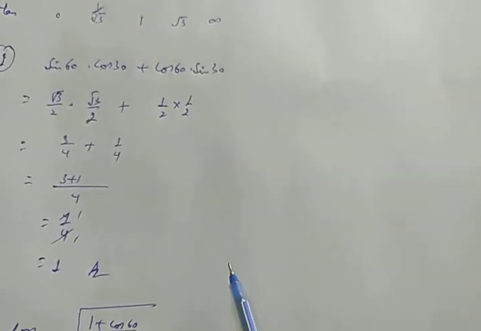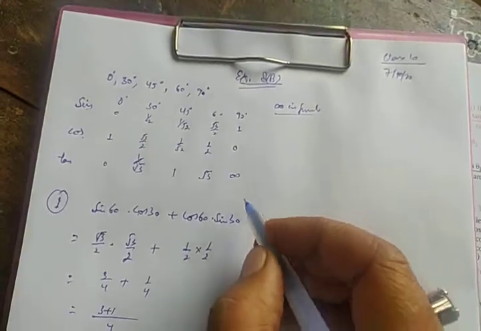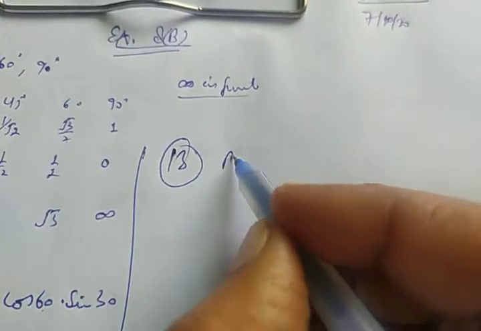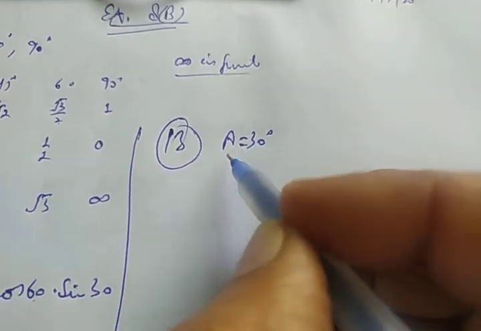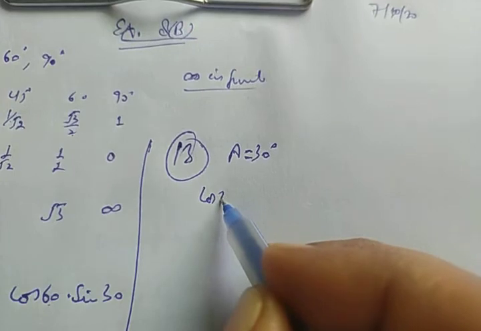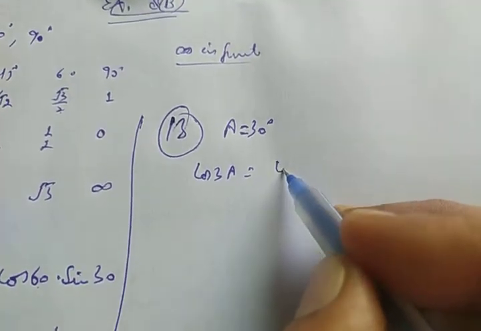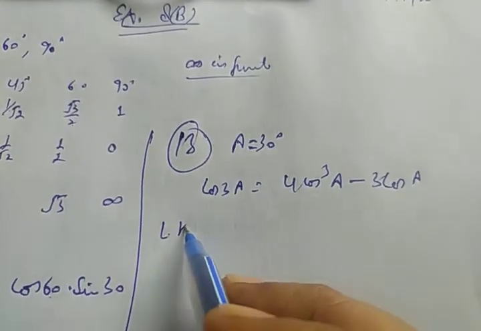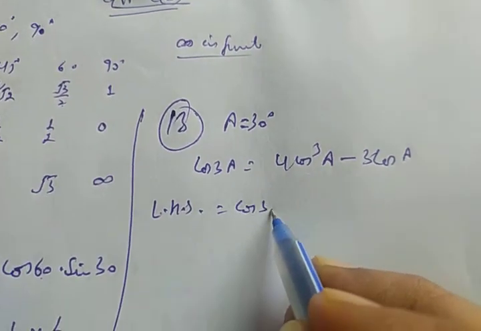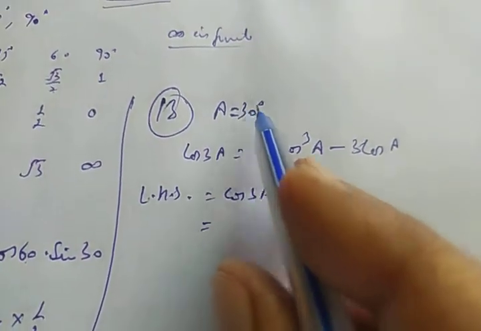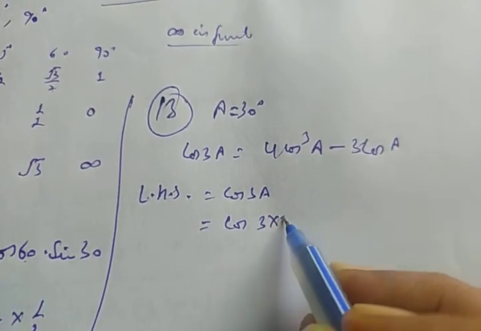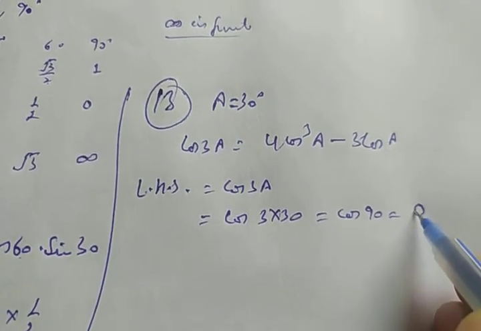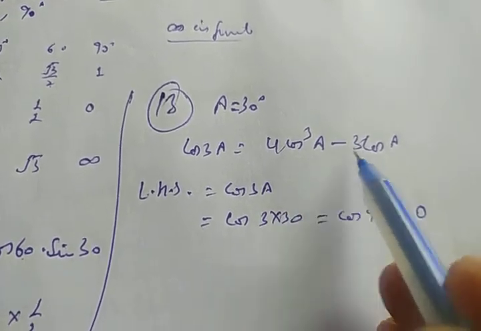Now take question number 13. Question 13 says if A is equal to 30 degree, the value of angle A has been given as 30, then show that cos 3A is equal to 4 cos cube A minus 3 cos A. It does mean LHS will be equal to cos 3A. 3A means in place of A you will substitute 30. Cos 3 into 30, this is cos 90, and cos 90 is 0. This expression is also to come 0.